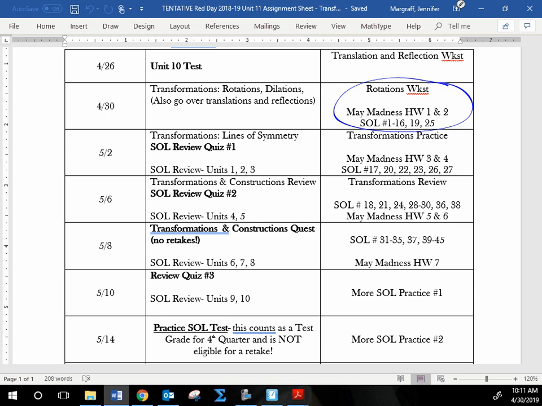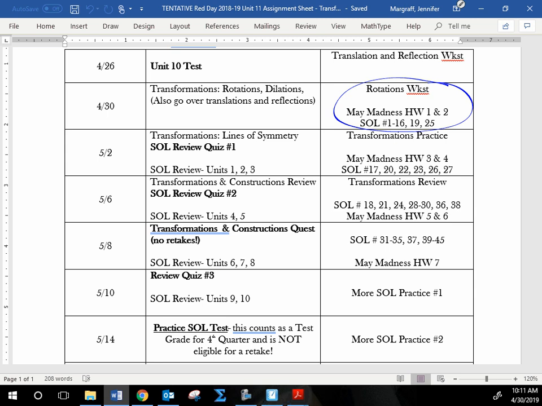I take it back. Today's actually just rotations. Dilations next class. That's okay. So today we're doing rotations, dilations in the next class. So the next class is lines of symmetry and dilations. And you'll notice that now our homework has a few different components to it.